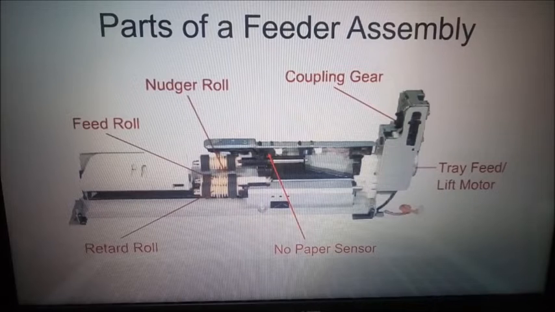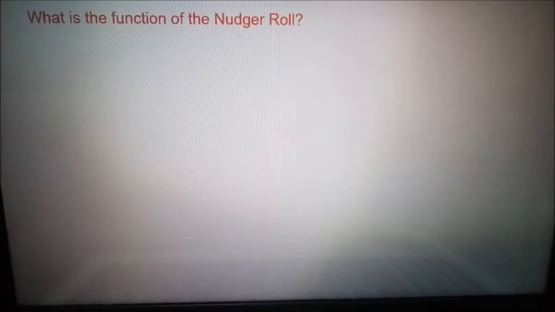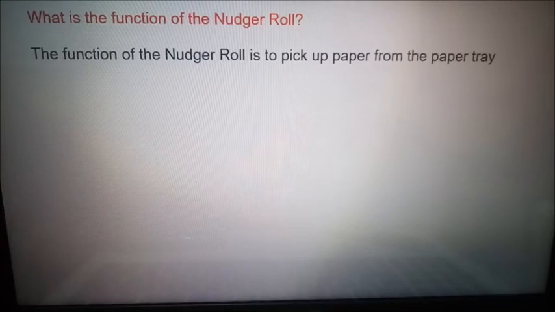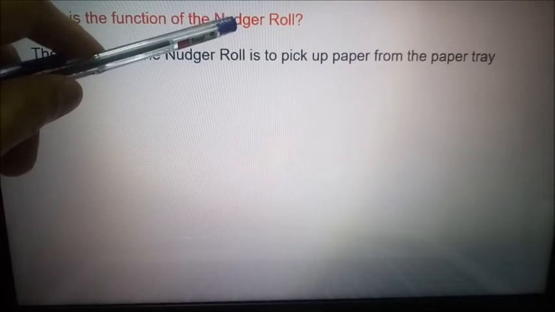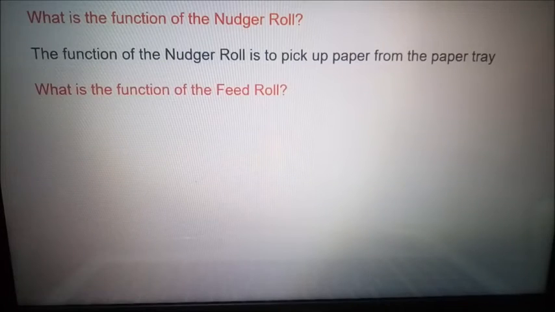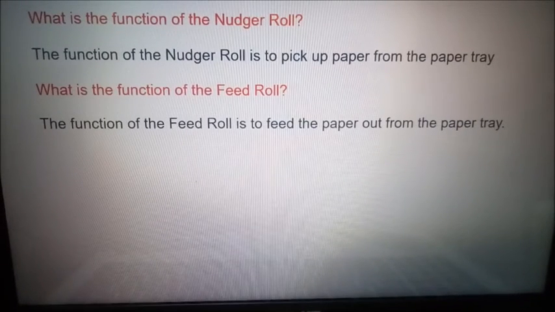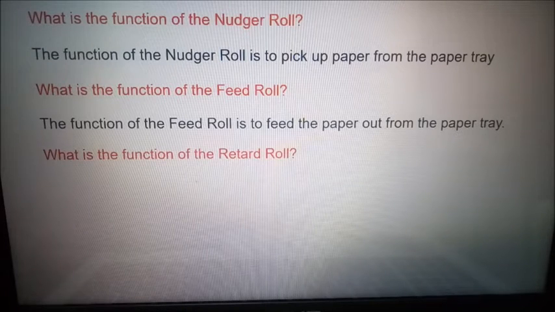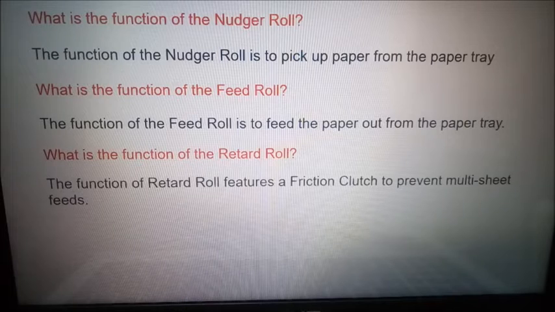Now what are the functions of these? What is the function of the nudge roll? The function of the nudge roll is to pick up paper from the paper tray. So this is its work, to get the paper from the paper tray. Okay, and then what is the function of the feed roll? The function of the feed roll is to feed the paper out from the paper tray. Next, what is the function of the retard roll? The retard roll features a friction clutch to prevent multi-sheet feeds.